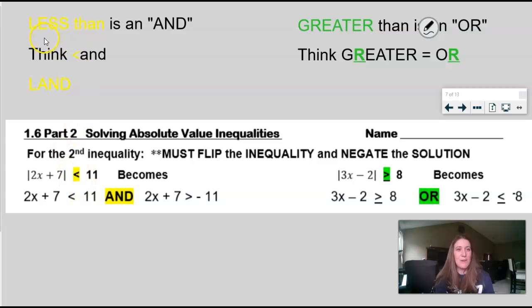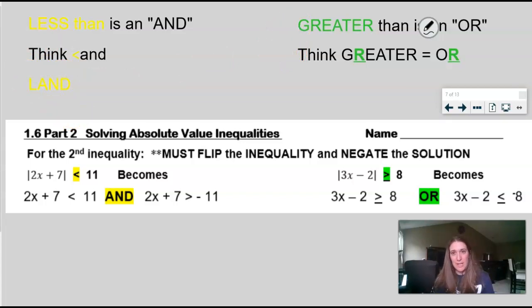It says if you have a less than, so I should clarify, if you have a less than, once you've isolated the absolute value and it says like absolute value less than a number, that means you have an and question. So the way I remember that is I think of the less than symbol that looks like an L, and I think it looks like the word land. So sorry out there if you can't read this yellow ink. Yellow is not a good choice, my bad.